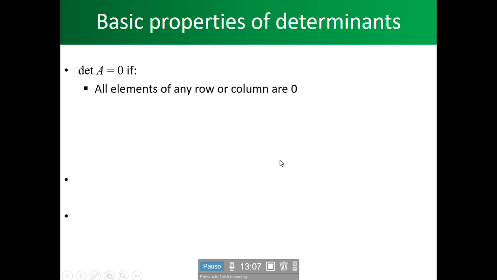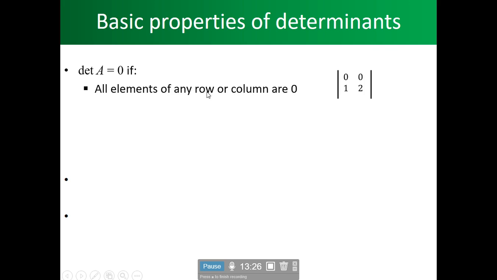Okay. What about for determinants equal to 0? Under what conditions will determinants equal to 0? All elements of any row or column are 0. Okay, all the elements of a row or column.